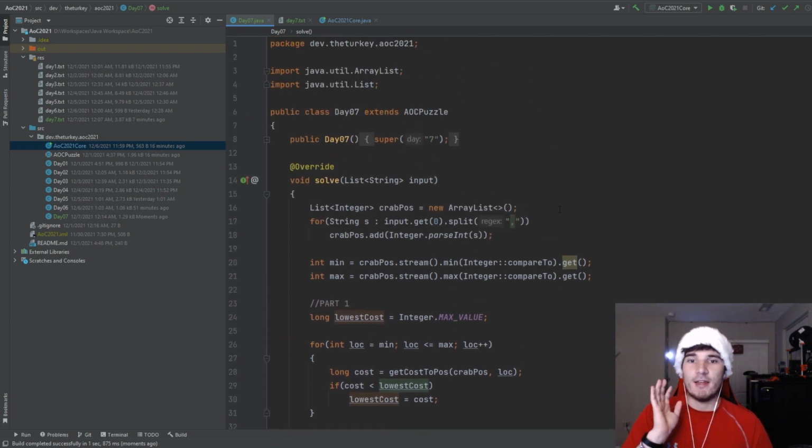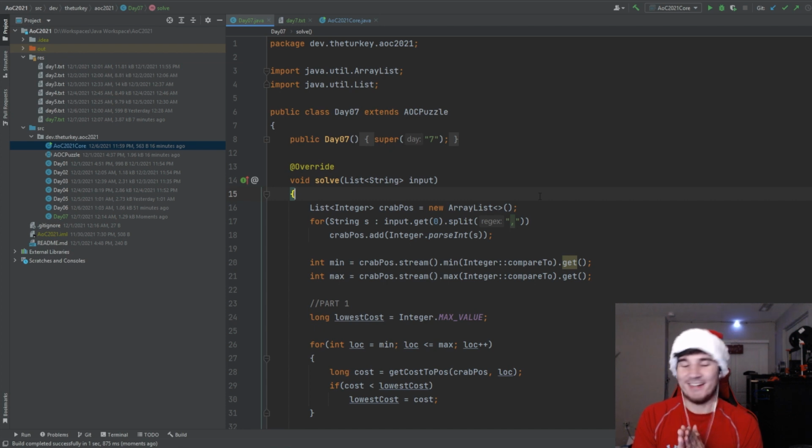But at any rate, day 7. How to TLDR this? There's a bunch of crabs, and you have to line them up in a certain way. The crabs are in submarines for whatever reason, and they cost fuel. I don't really know how to summarize this. Basically, let's just go with this.